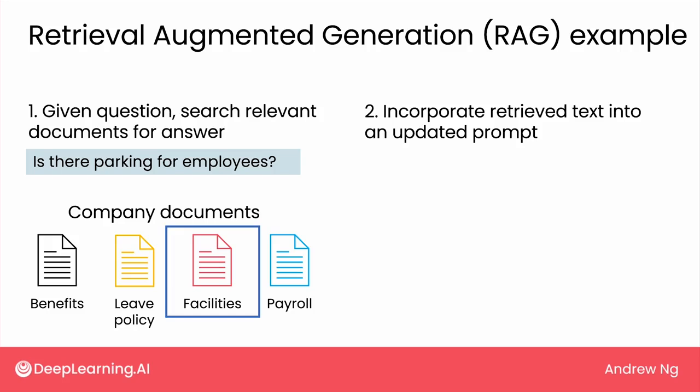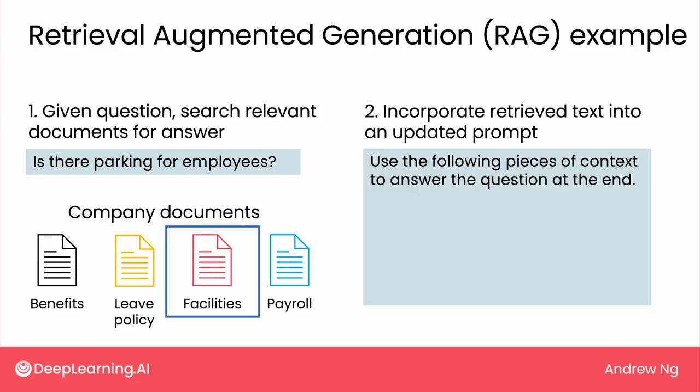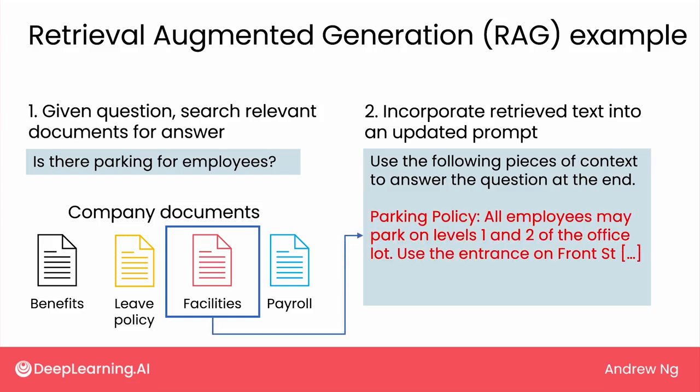The second step is then to incorporate the retrieved document or the retrieved text into an updated prompt. So let me construct a prompt as follows. I'm going to say, use the following pieces of context to answer the question at the end, and then I'm going to take the relevant text from my facilities documentation with the parking policy that all employees may park on levels 1 and 2 and so on, and put that into my prompt. So this is now a pretty long prompt because it tries to give a lot of context for the LLM.